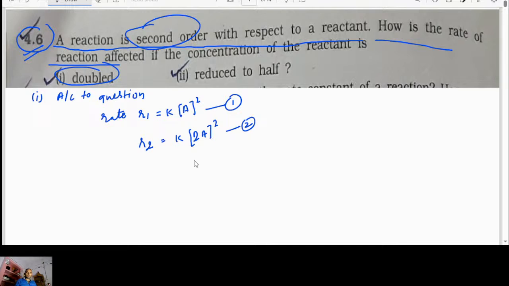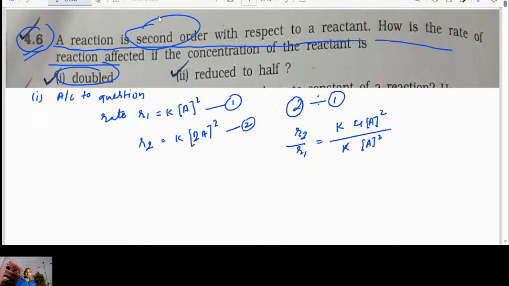Now see, student, you divide equation 1 and 2 and then you try to find out the answer, right. So, equation 2 divided by equation 1. You see what you are going to get. R2 divided by R1. What is the value of R2? This is K, and here 2 square means it is going to be 4, and this is A square again. Now, what is the value of R1 here? That is K as it is, and this is A square.